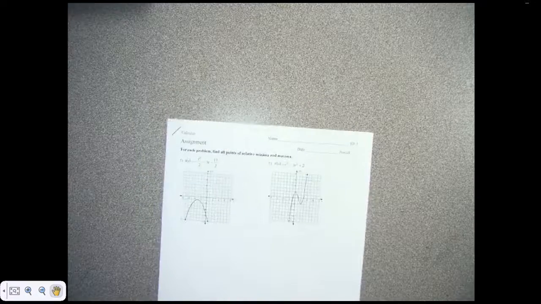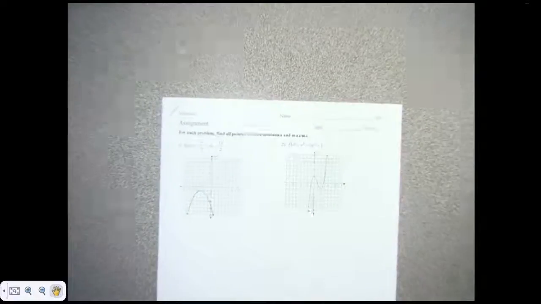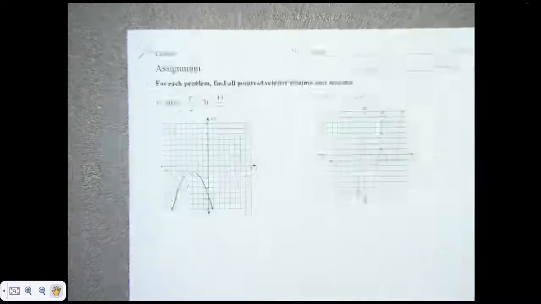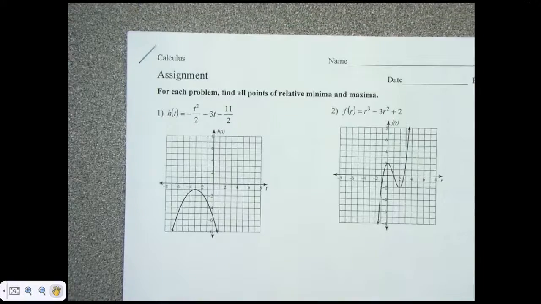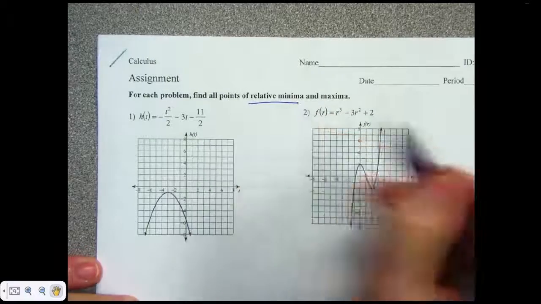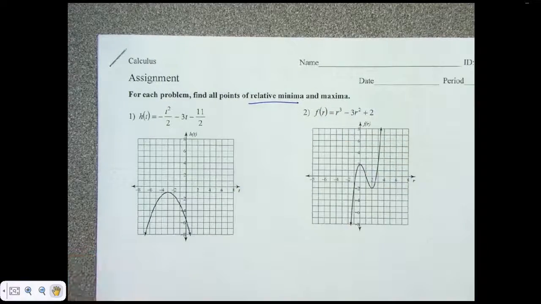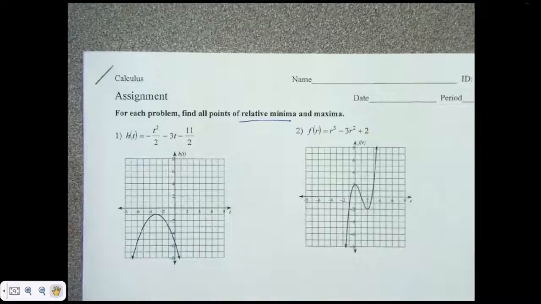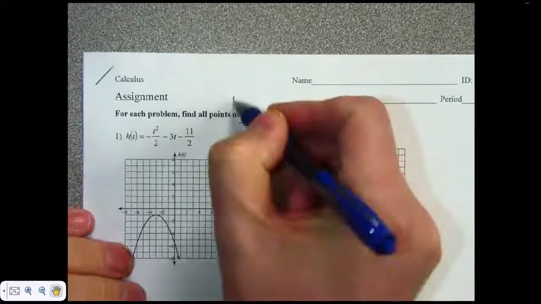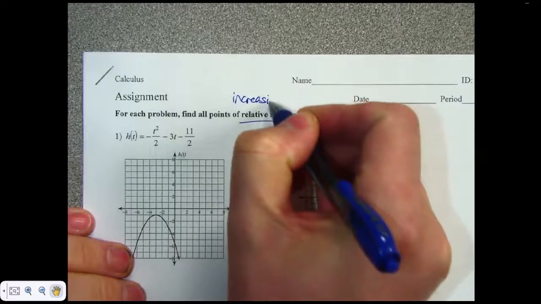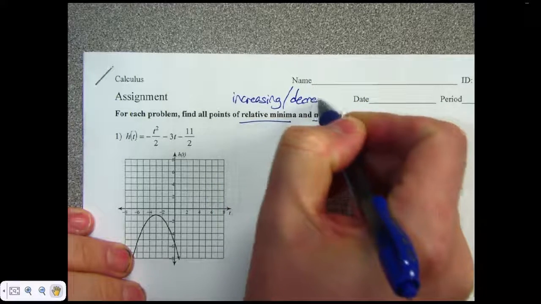Starting a new unit, finally. Now that we're done with reviewing a little bit and calculator stuff, the first thing we're going to do is find where graphs have relative min. Minima is the Latin; I would just call it relative min, so they'd be tests. Relative max. And we're going to find out where functions are increasing and decreasing.